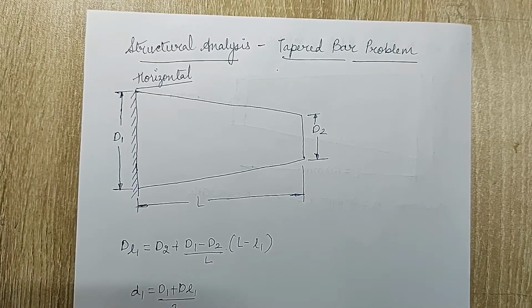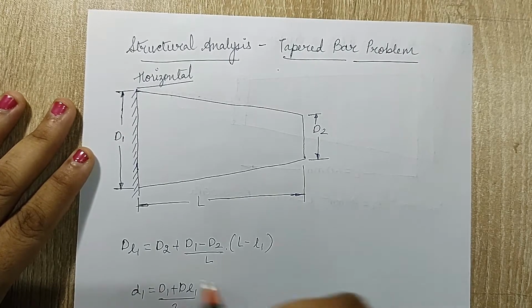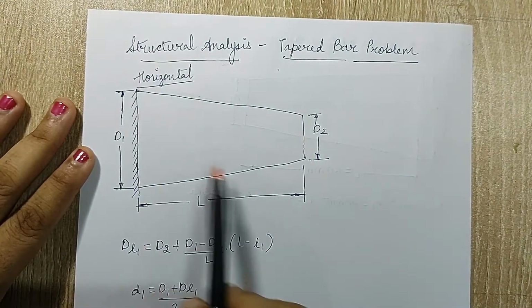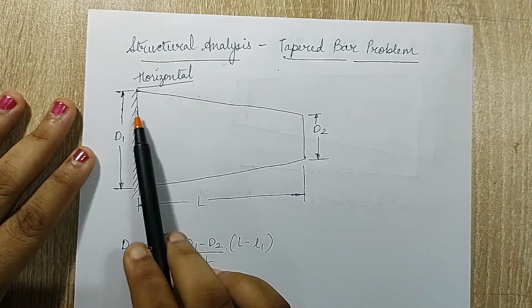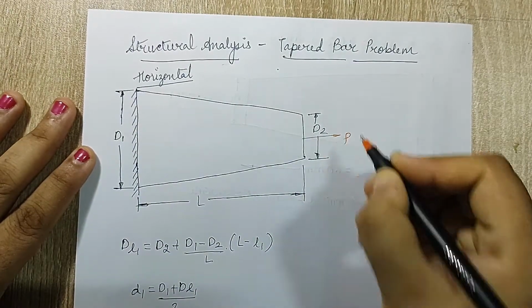Welcome to the next session of finite element analysis. In this session, I am going to take up a problem of tapered bar. This is also a problem of structural analysis type. Now we are discussing about horizontal tapered bar. This bar is fixed at one end and say at the other end there is some load applied P.